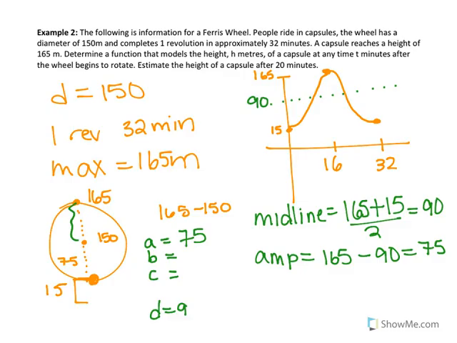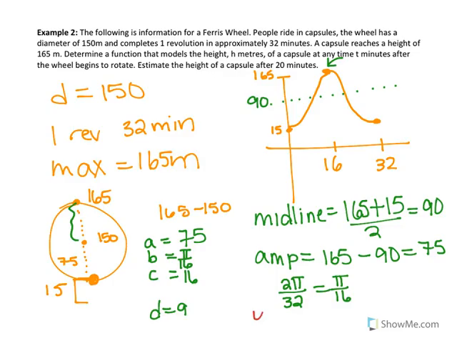Alright, our period length. To find our B value, we're going to take 2 pi and put it over 32. We can simplify that to be pi over 16. And our C value, the first time it hits the maximum is going to be 16 minutes. So we can use that to figure out our cosine function, because it's easy to figure out when they're going to hit the maximum first.